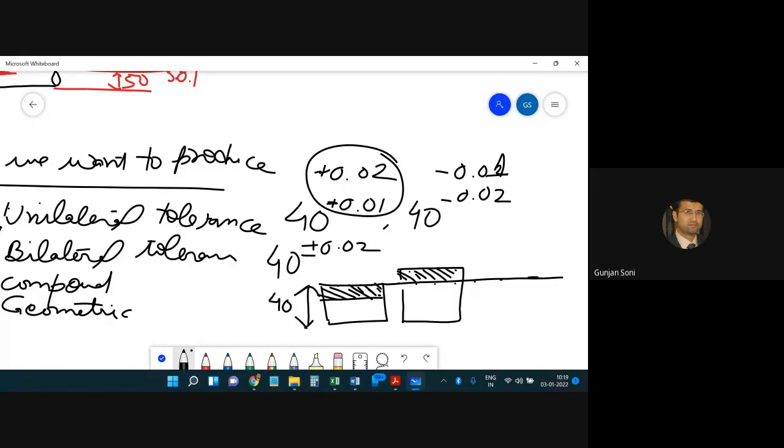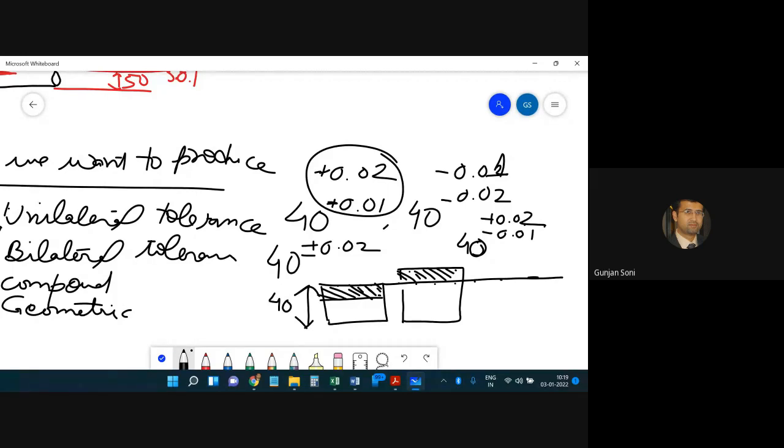It can be other way also. It's not necessary that it is equally distributed on both the sides. It could be 0.02 and it could be minus 0.01 as well as a bilateral tolerance.